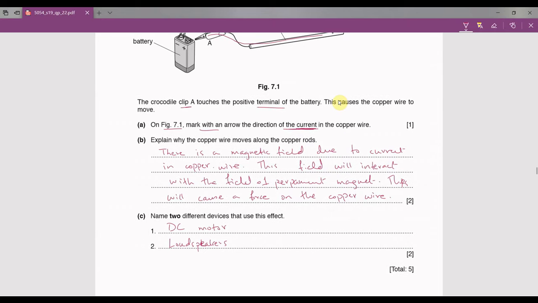But you can write any other piece of equipment which uses these two devices. So for example, your fan on the ceiling uses a DC motor, so you can write a fan, or you can just write a speaker, or your telephone, or your television, because it has a speaker, so you're going to say that it uses this effect to its advantage. Okay, on to the next question.